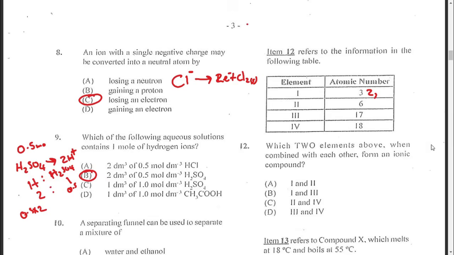So it's 2, 1. This is 2, 4. This is 2, 8, 7. And this is 2, 8, 8. This is carbon. Carbon strictly forms covalent compounds. And this is argon, the noble gas. So it leaves us with chlorine, which wants to gain 1 electron, and lithium wants to give up that electron, so it's between 1 and 3. 1 and 3, so that's B.